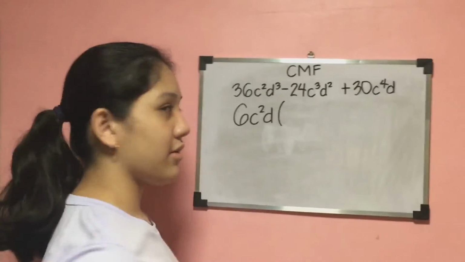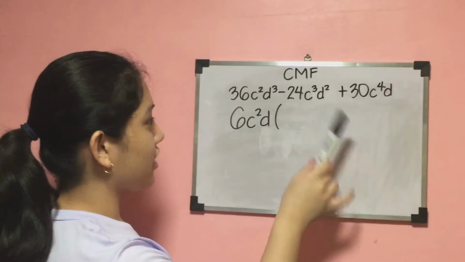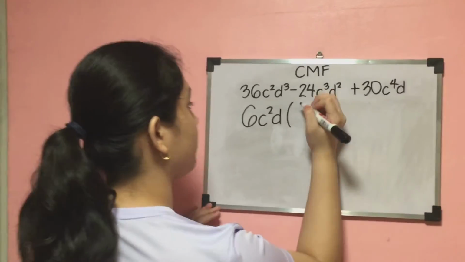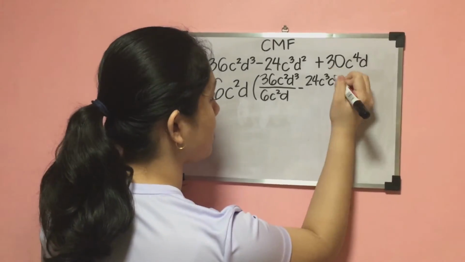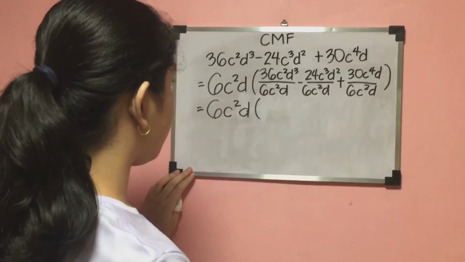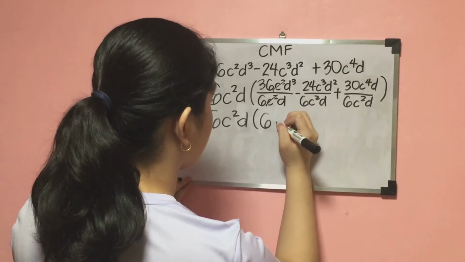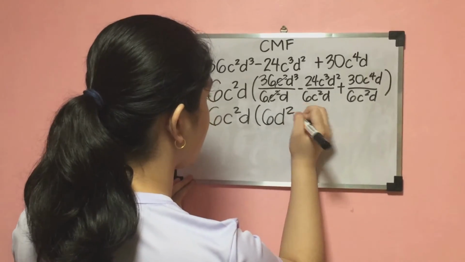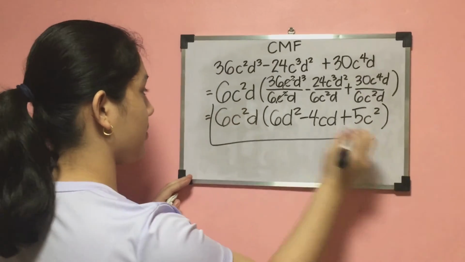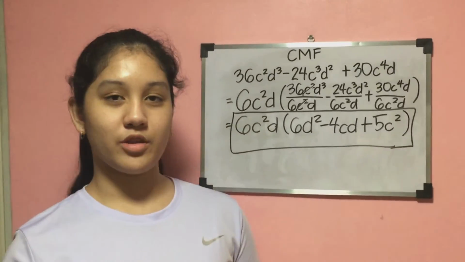So what we're going to do now is we're going to divide the terms of the polynomial to 6c squared d. So we're going to divide that. This will become 6d squared. Then this will become our final answer. And that is how you do common monomial factoring.